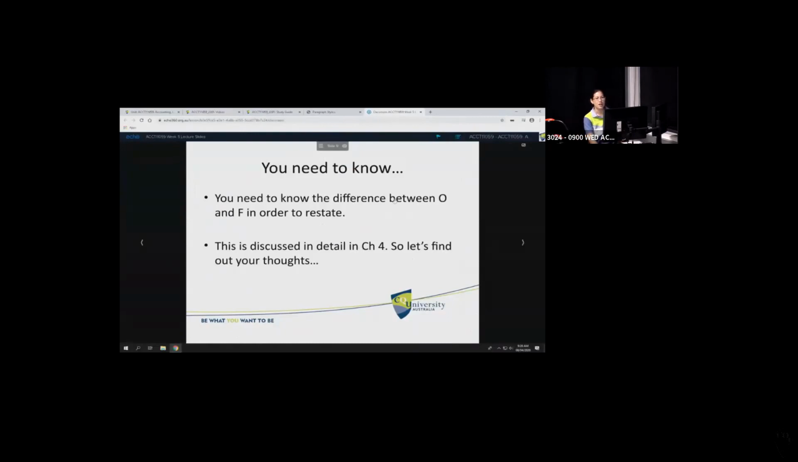You need to know, so here's our two groups, O and F, and I'm not going to tell you what they mean until we discuss it. Restating in our unit is all about moving lines around, moving our line items of our financial statements into these two groups, O and F. So you will actually need to know what O and F are in order to restate, and Martin discusses this in great detail, explains it very well in chapter 4. So let's find out your thoughts now.